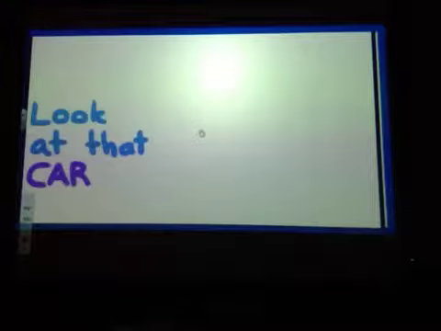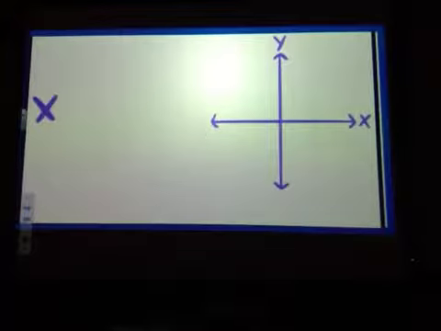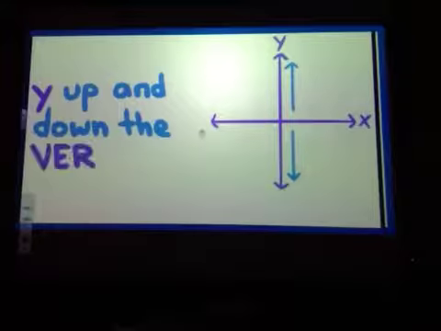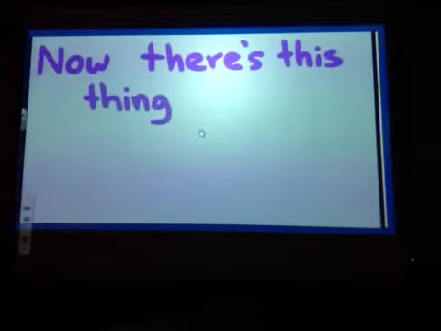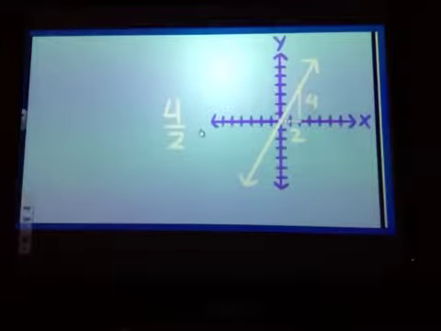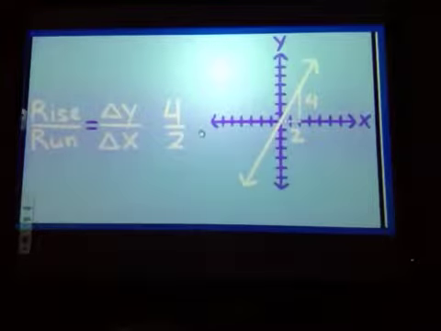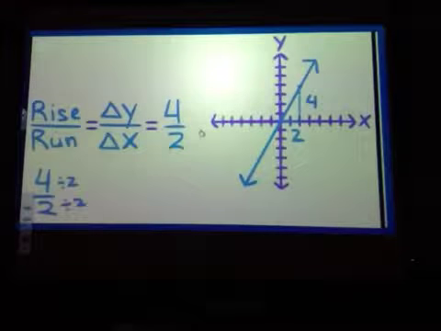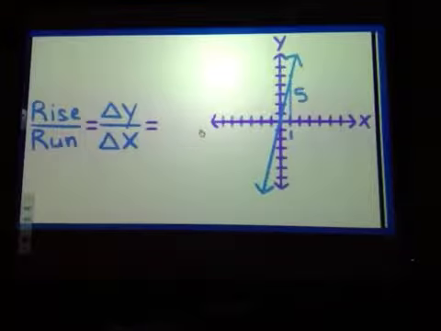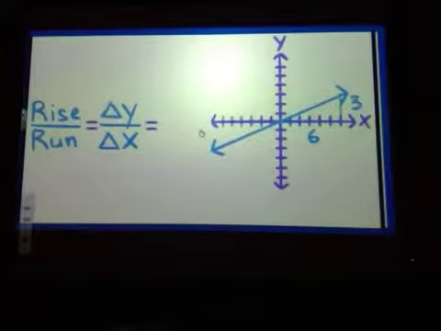Look at that Cartesian plane. Isn't it just so beautiful? X on the horizontal, Y up and down the vertical. Now there's this thing called slope. There are two ways that it's expressed. It's the rise over run, it's the change in Y over the change in X. Slope measures the steepness of a line. A higher slope means a steep incline, and the reverse is also true. A low slope makes the line flatter too.